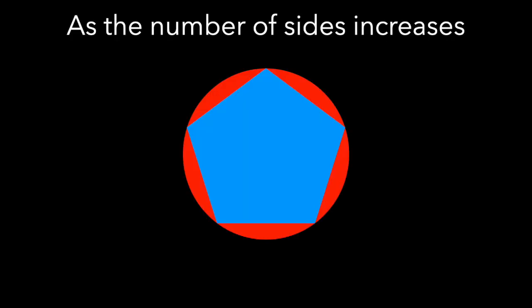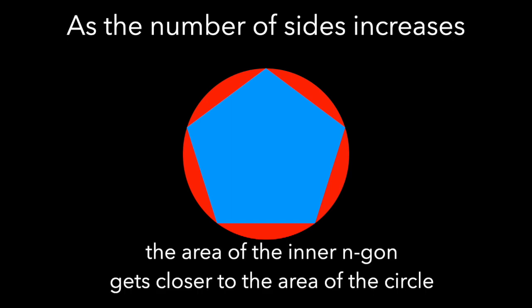Let's simplify this and just forget about the outer n-gon and worry about the inner n-gon. As the number of sides increases, the area of the inner n-gon gets closer and closer to the area of the circle. But what's the area of this inner n-gon? We split the n-gon into equal triangles. For example, for this pentagon, we find the center, and then we draw the lines from the center to each of the vertices of the n-gon. There are n of them, so let's just focus on this one triangle and see if we can find the area of this triangle, and then multiply it by n to get the area of the polygon.